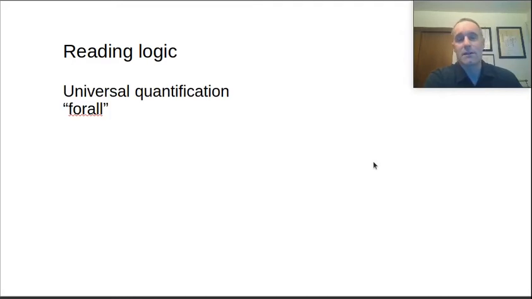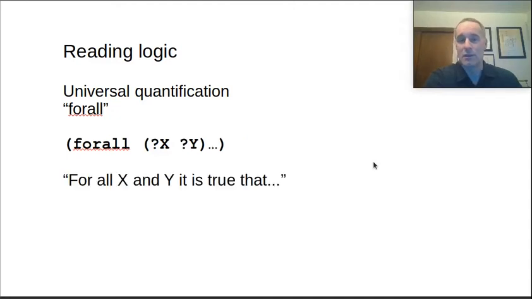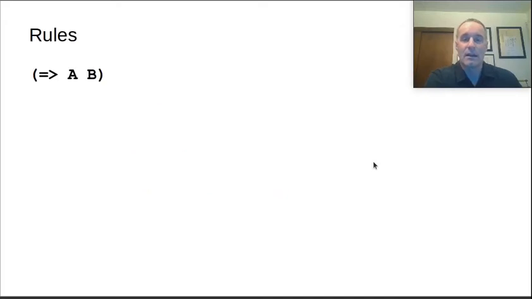First, universal quantification. This is the upside down A in traditional logic, and in the syntax that I use, I spell it out as "for all." So we're saying for all x and y, something is true. That should be pretty straightforward. It's often combined with rules, which have this particular syntax in the system that I use. It's a prefix notation, so the operator goes first, and we read this as: if A, then B.